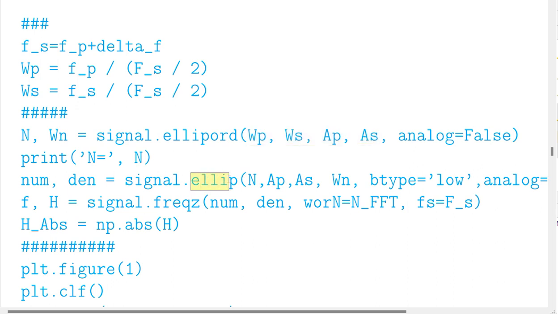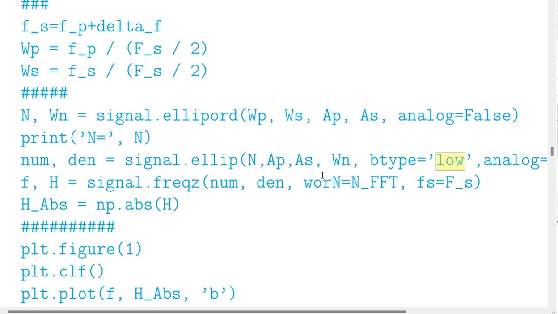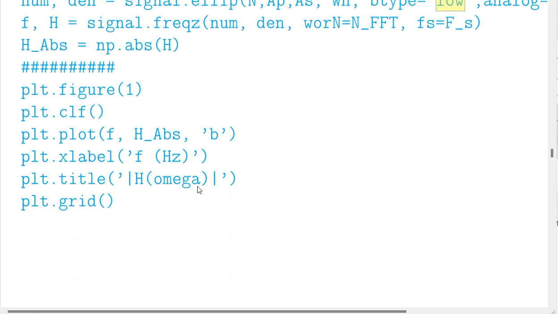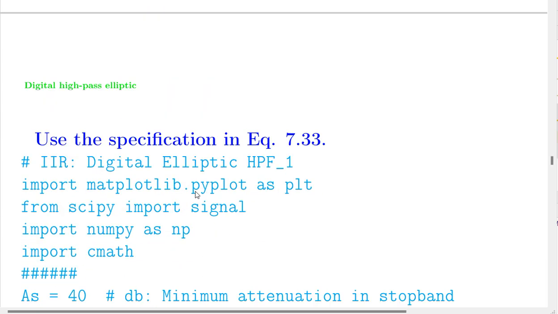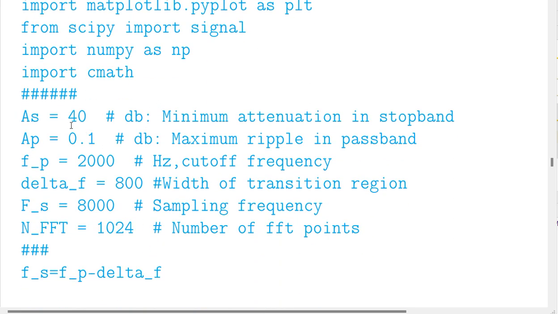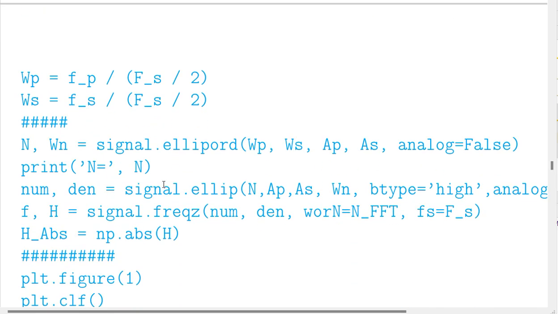But the design syntax is ellip. The first demand is low pass filter, so similarly we write the code, and high pass declaration and ellip OR similarly for estimation, and design using ellip and APAS, okay? Because we have a ripple in passband and attenuation and ripple in stopband.